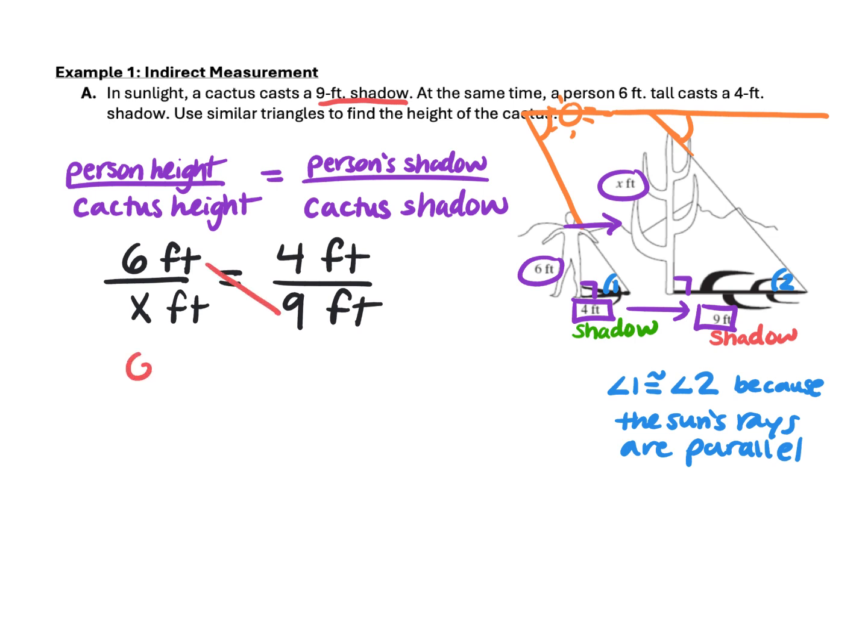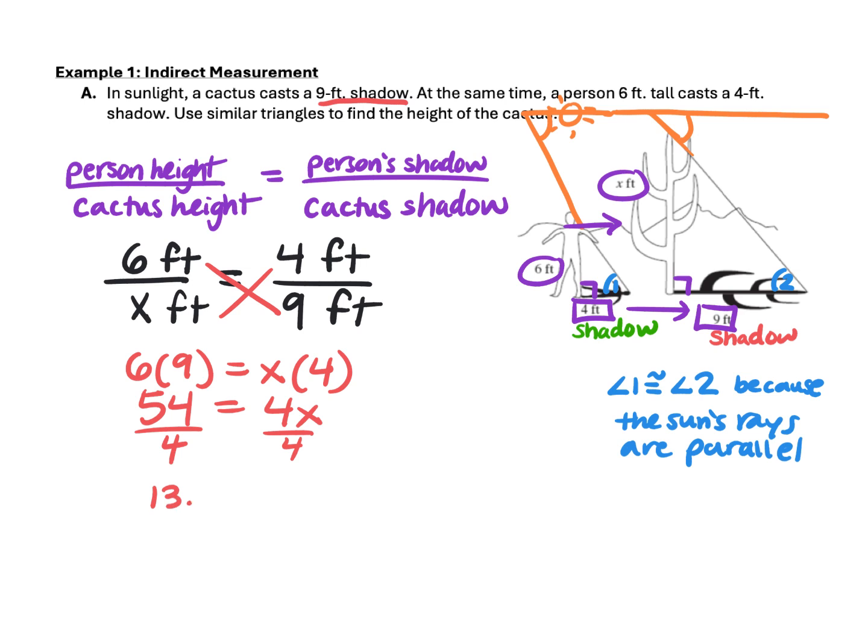So 6 times 9 has to equal x times 4. That's 54 equals 4x. And then if we divide by 4 on each side, 54 divided by 4 is 13.5. So 13.5, again, was the height of the cactus. So I'm going to say the cactus is 13.5 feet tall. So I'm going to just write a short sentence. The cactus is 13.5 feet tall.